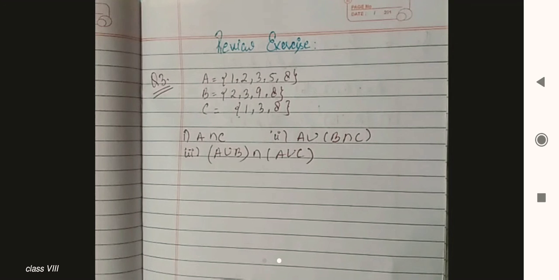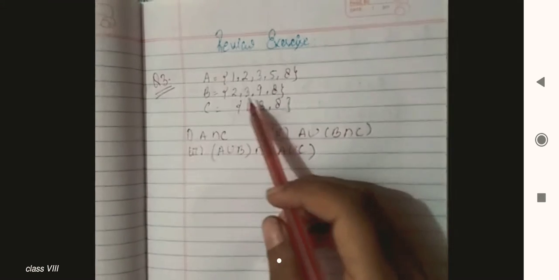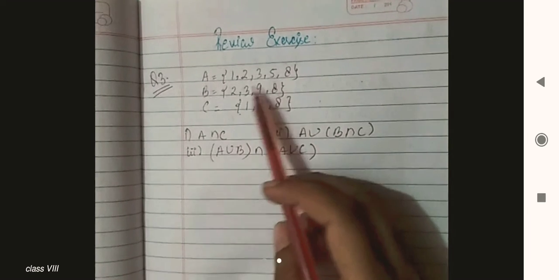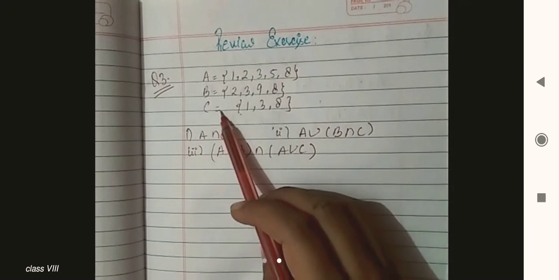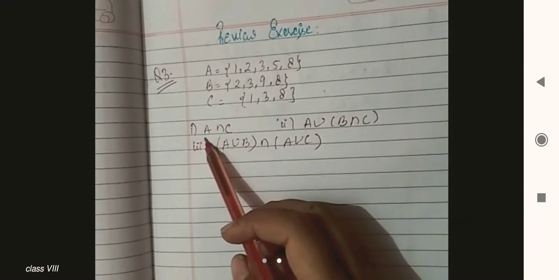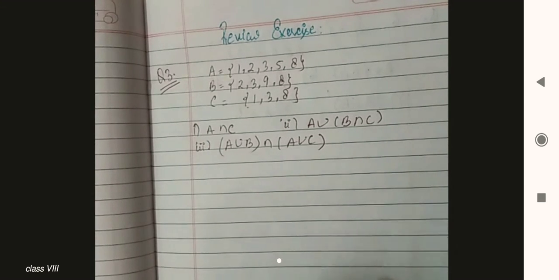But still I thought that I should show one or two question solutions so that it will be easy for you. So here I have chosen question number 3. In this, three sets are given: A is 1, 2, 3, 5, 8, and B is 2, 3, 9, 8, and C is 1, 3, 8. First we are supposed to find A intersection C.